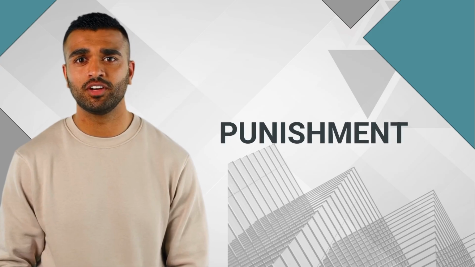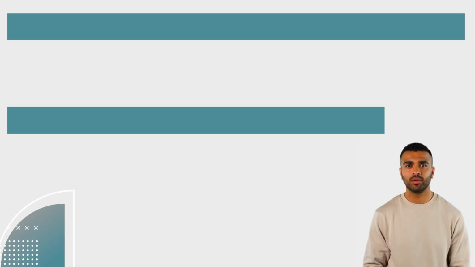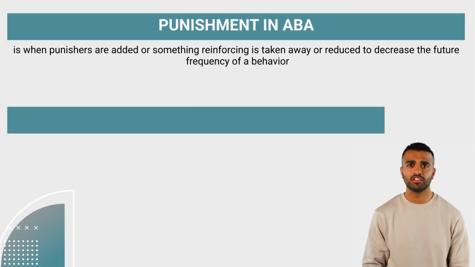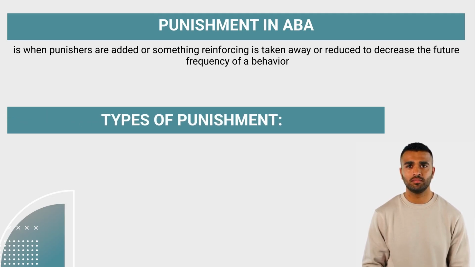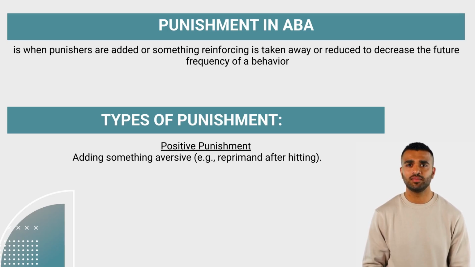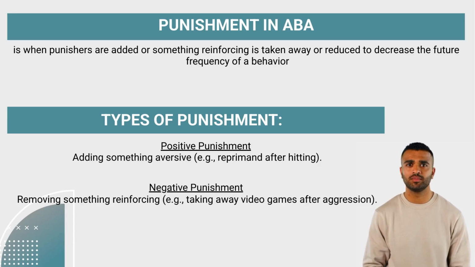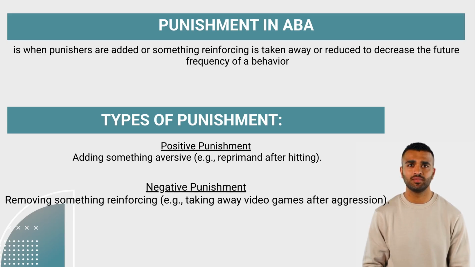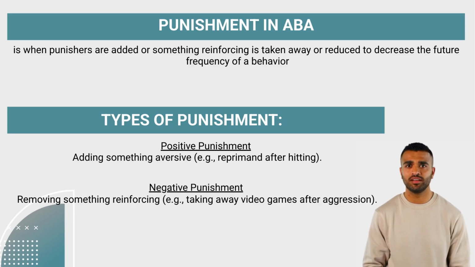Next slide is all about punishment. Punishment in ABA. It's when punishers are added or something reinforcing is taken away or reduced to decrease the future frequency of a behavior. There are 2 types of punishment: positive and negative punishment. Positive punishment. This is when something is added to decrease the future frequency of a behavior. For example, a learner is given a reprimand when they hit their peers. Second is negative punishment. This is when something is being taken away or removed to decrease the future frequency of behaviors. For example, when a learner's mom takes away their video games because they hit their sister.